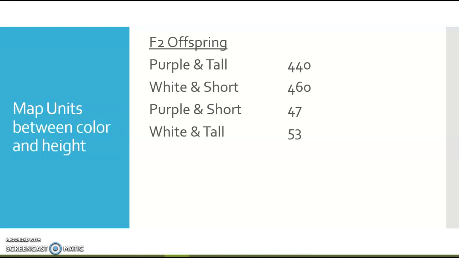You will need your calculator if you don't have that out right now. But what you're going to see here is we're going to say that a test cross has already occurred, and here's the data for your F2 offspring. We're trying to figure out if these two traits, color versus height, if they are linked or not.